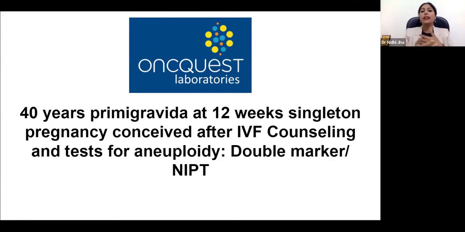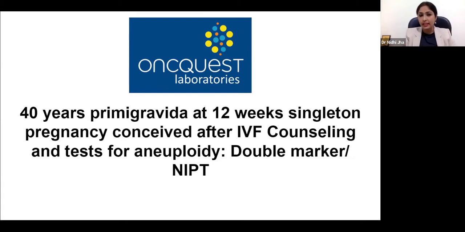And I have to decide what test I should offer. Ideally, in a similar patient, if the age had been 34 or 35 years, I would have safely counseled her for double marker. Still, the sensitivity of double marker is 92 to 93%. But in the case where I can give the benefit of the doubt, when the age is less than 35 years, I would have given the options of both, but I would not have recommended that you go straight away for an NIPT.